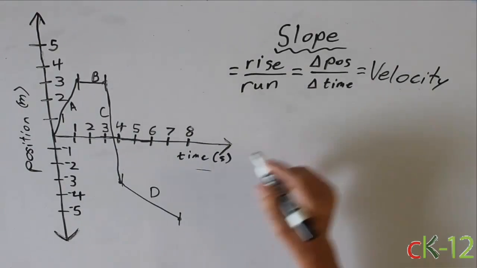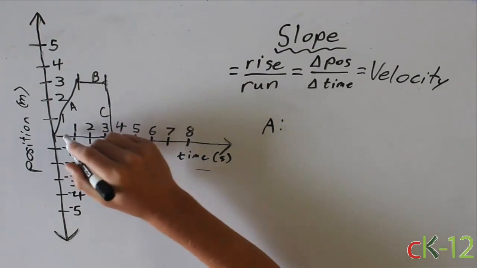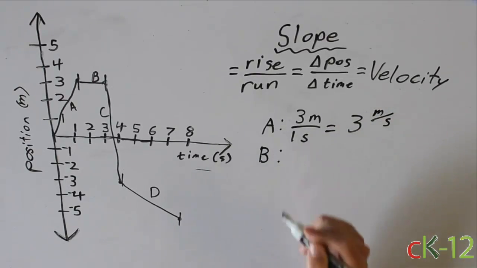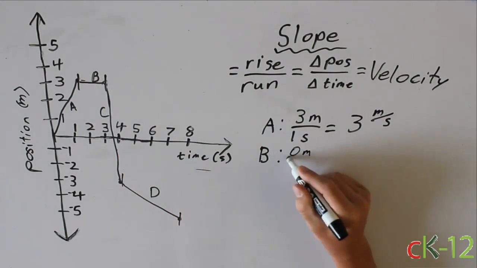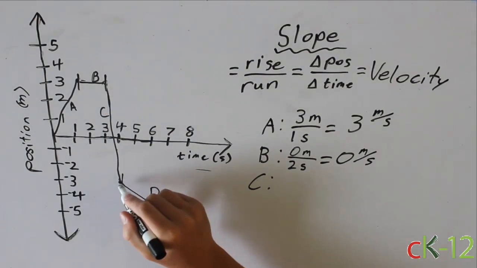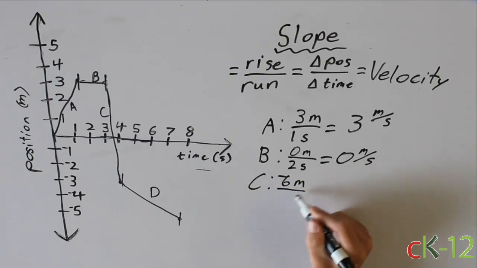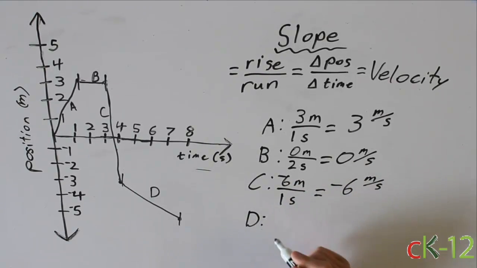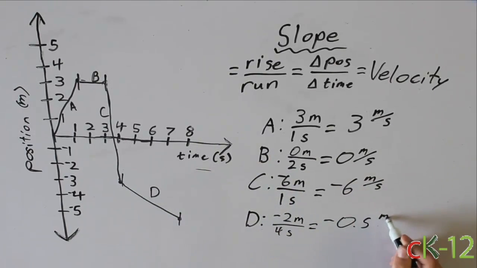In the first section, the car travels 3 meters in 1 second, so it goes 3 meters per second. In the second section, the car goes 0 meters in 2 seconds, so it goes 0 meters per second. And in the third section, the car goes 6 meters negatively in 1 second, so it goes -6 meters per second. Then it goes 2 meters negatively in 4 seconds, so its velocity is -0.5 meters per second.